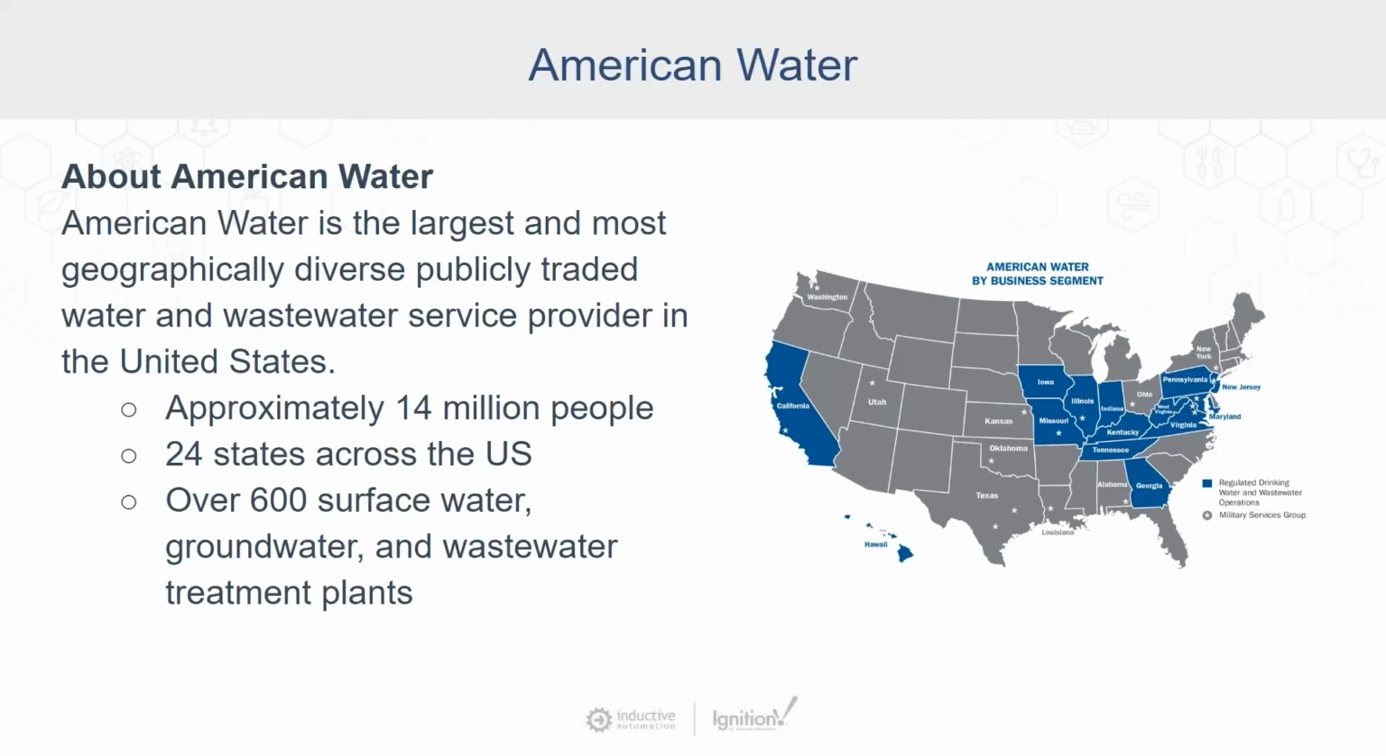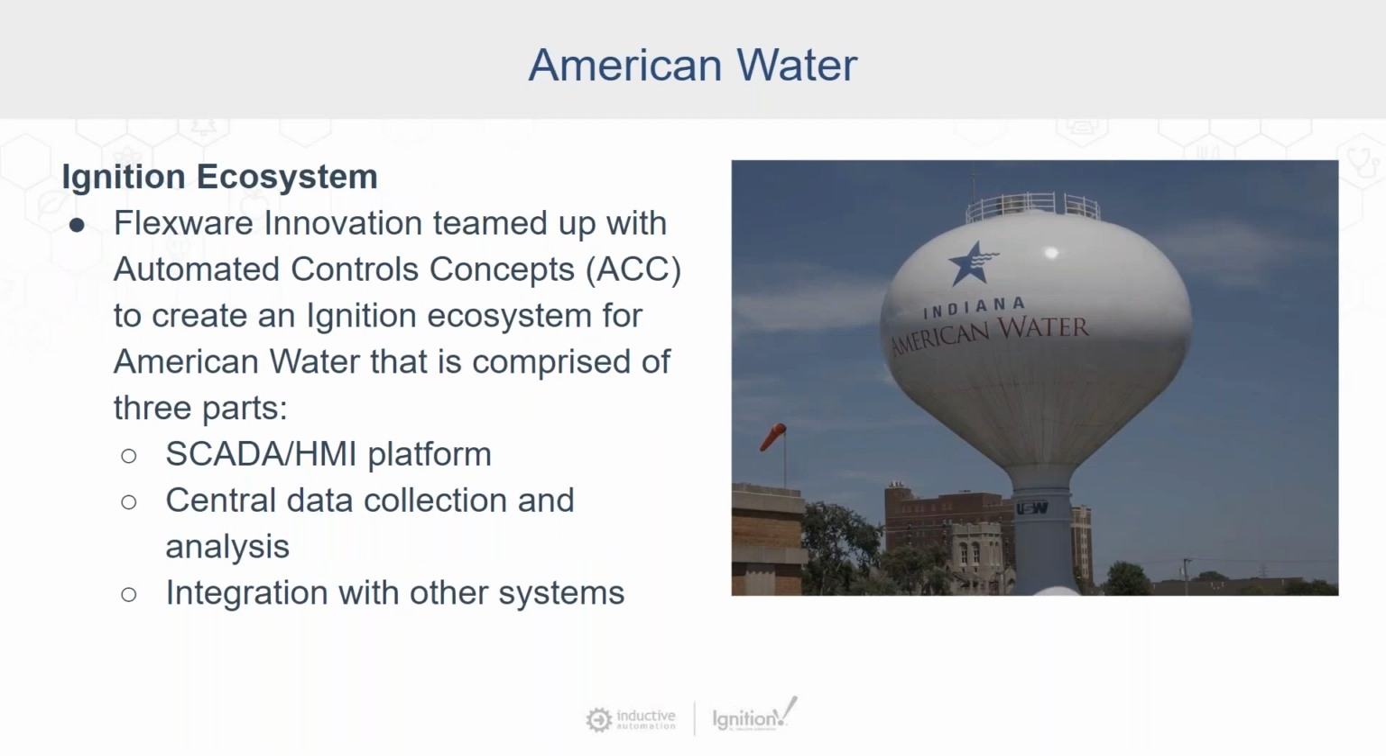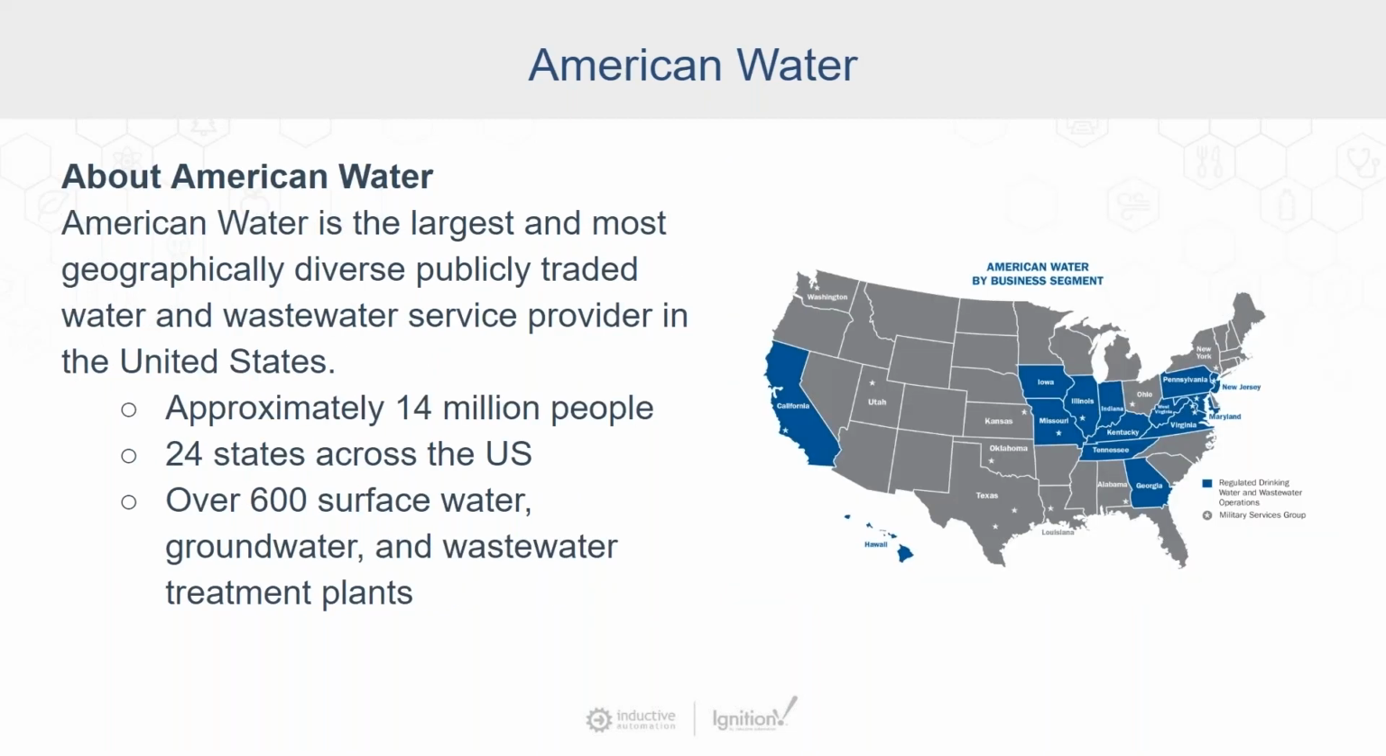American Water is the largest publicly traded water and wastewater service provider in the U.S. They distribute water to about 14 million people across 24 states, and they comprise over 600 to 700 surface water, groundwater, and wastewater treatment plants. The graphic there gives you a good idea of the area that American Water serves across the states.